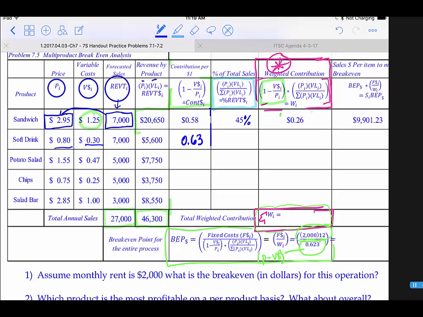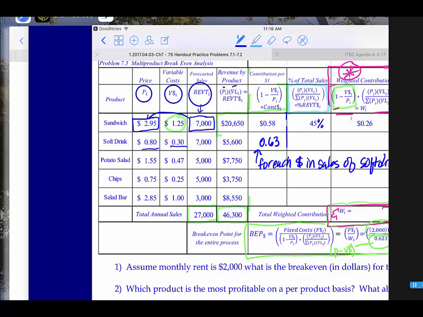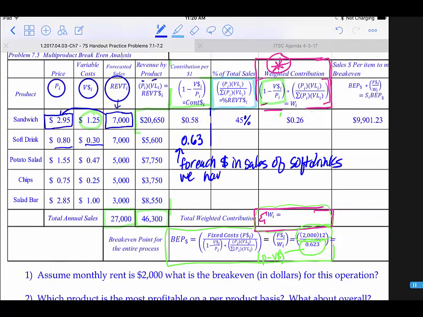0.63. So that means that for each dollar in sales of soft drinks, we have a contribution to profit of about 0.63 or 63 cents. So that's a pretty good profit margin.